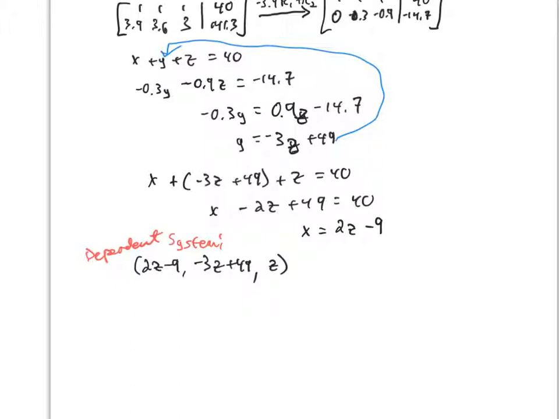Now, here's the catch though. In a problem like this, when we're dealing with tangible objects, all variables must be positive integers.